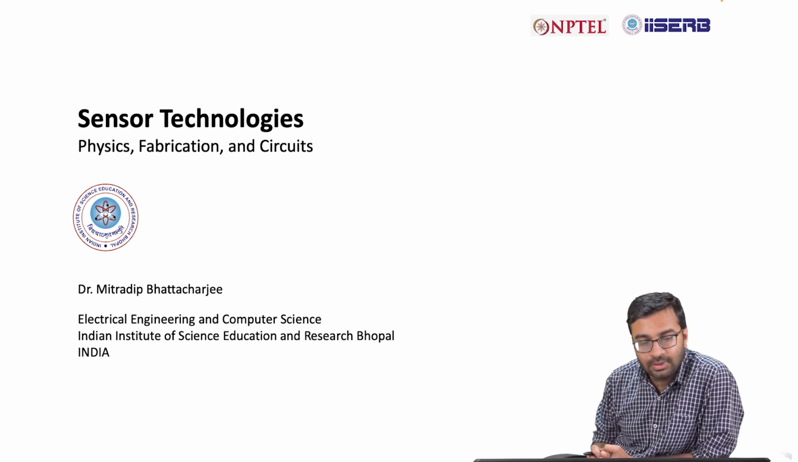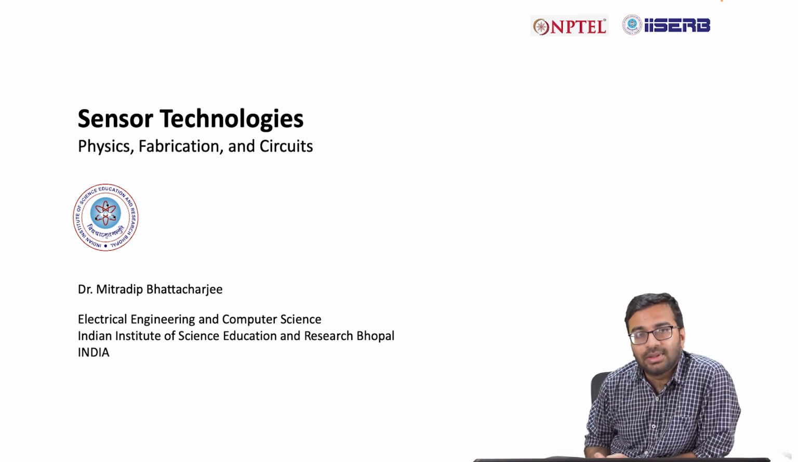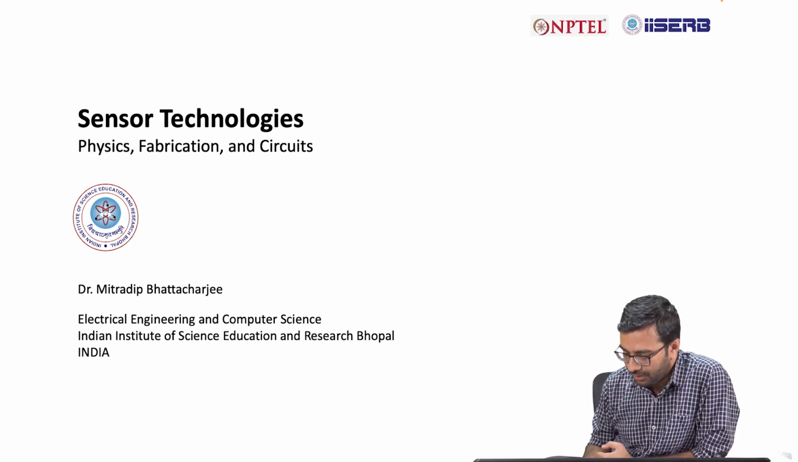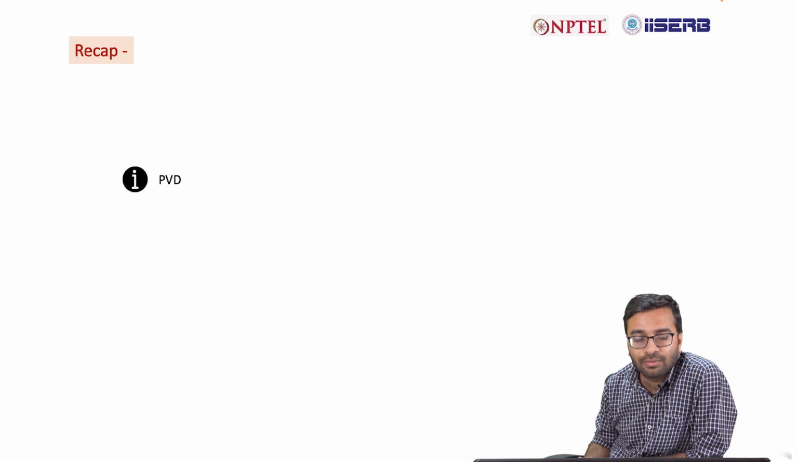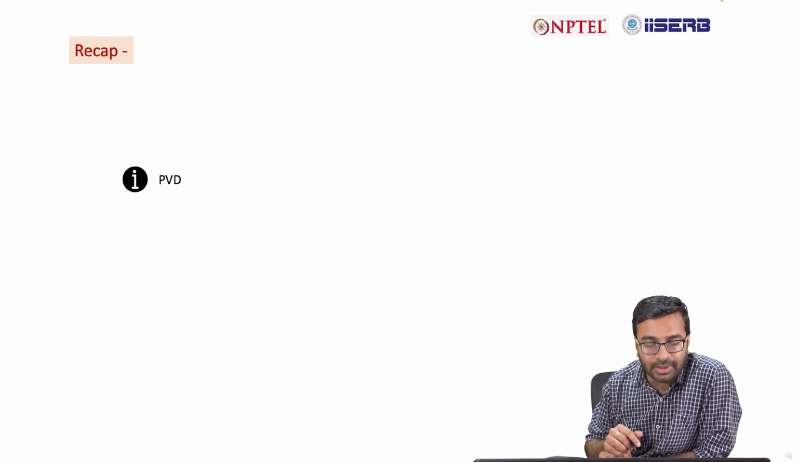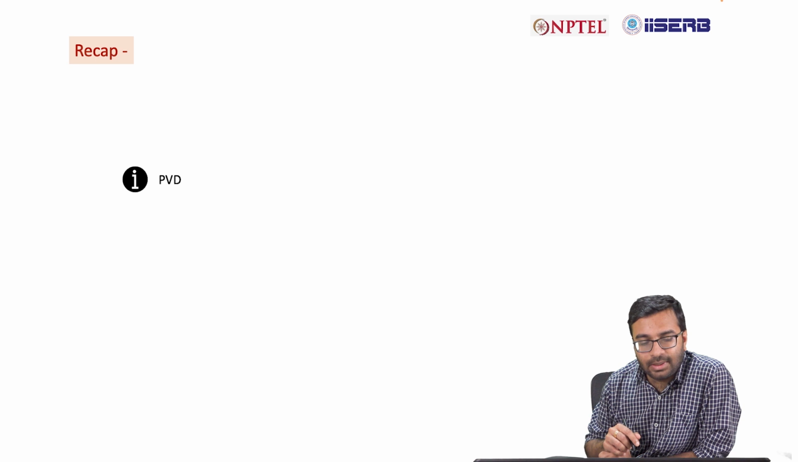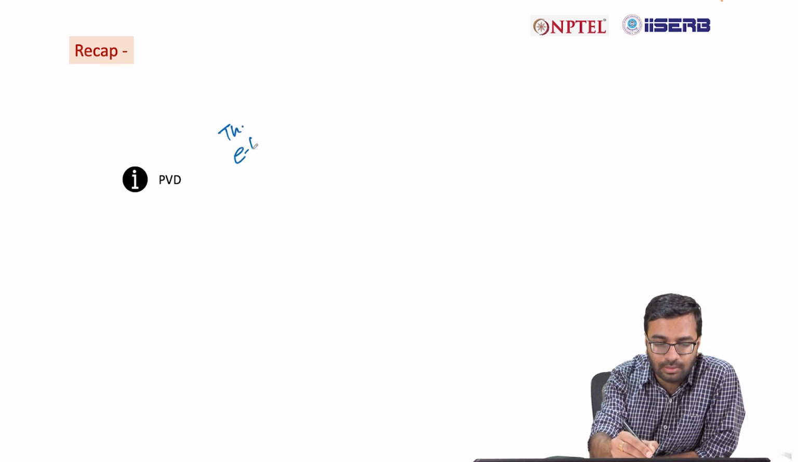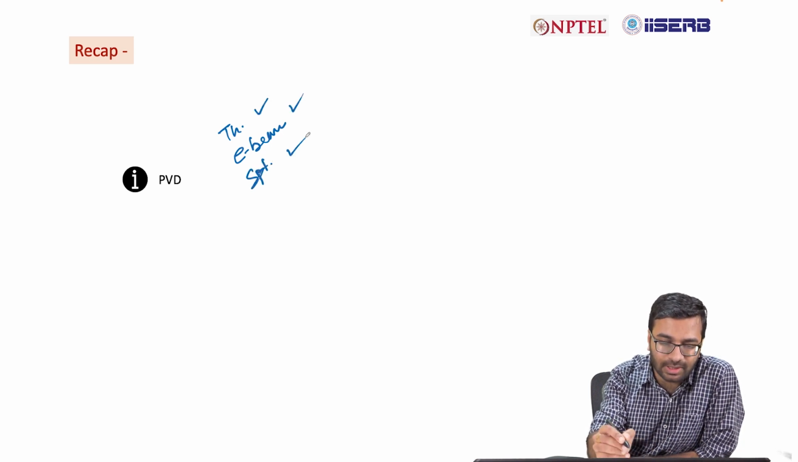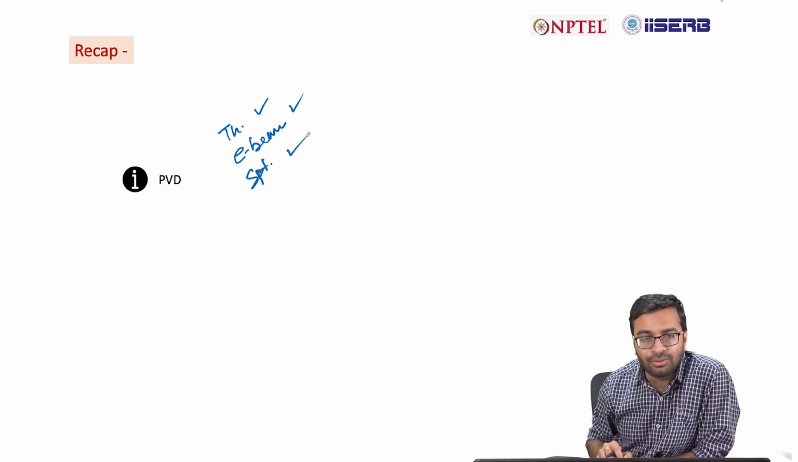Hello everyone. We have already started discussion related to different fabrication techniques. We have seen thermal deposition technique and different kinds of physical vapor deposition techniques, and broadly they are classified in thermal, E-beam and then sputtering. So, these are the three different techniques that are widely used in physical vapor deposition.